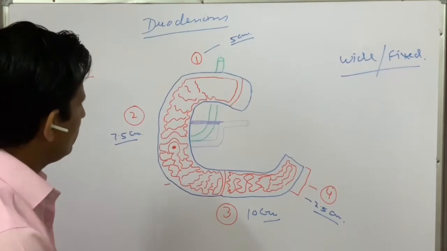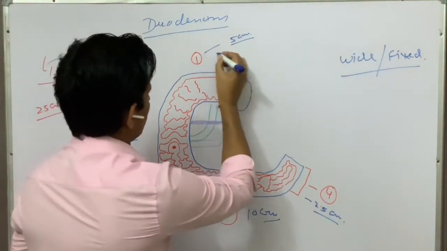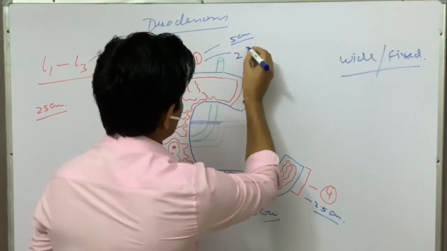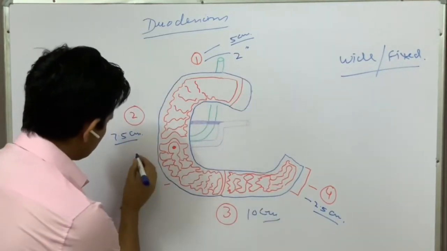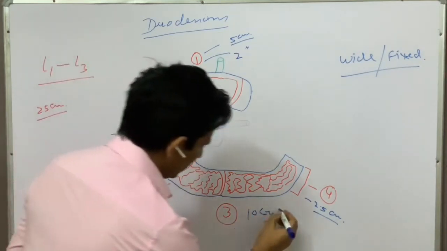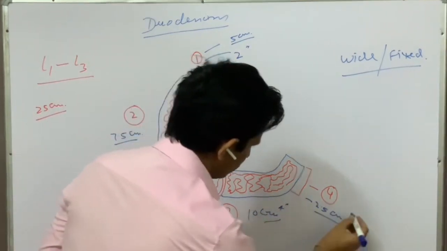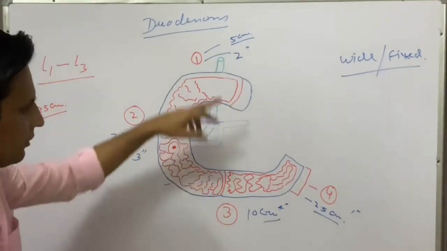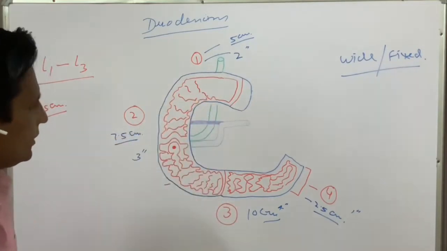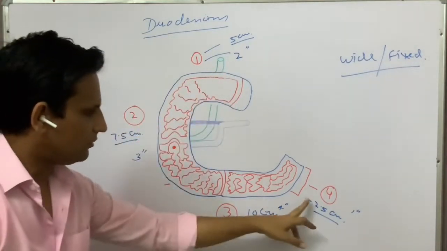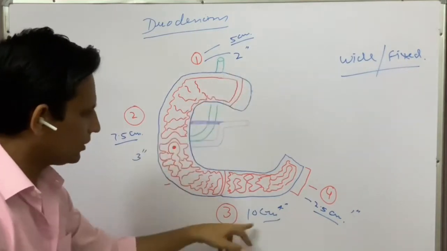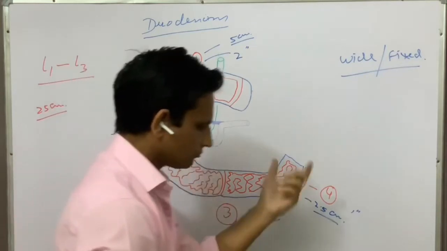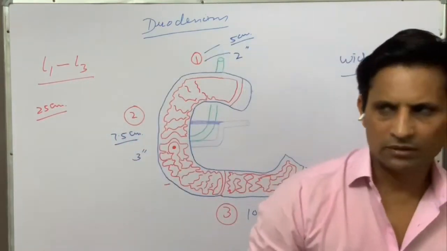So here this would be 2 inch, this would be 3 inch, this would be 4 inch, and this would be 1 inch. This way we can remember the length easily: 2, 3, 4, and 1. That is 2 inch, 3 inch, 4 inch, and 1 inch. Right. Okay. Let us talk about the particular structure.